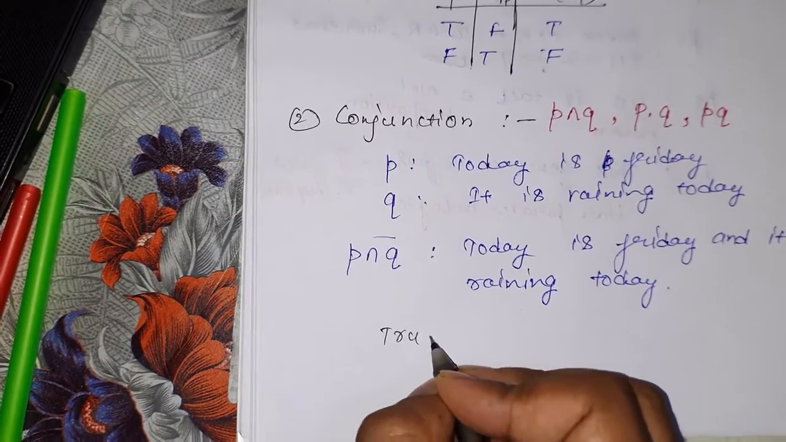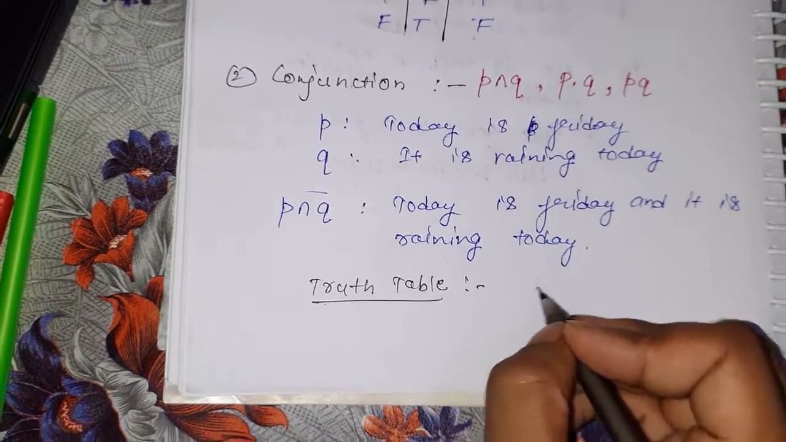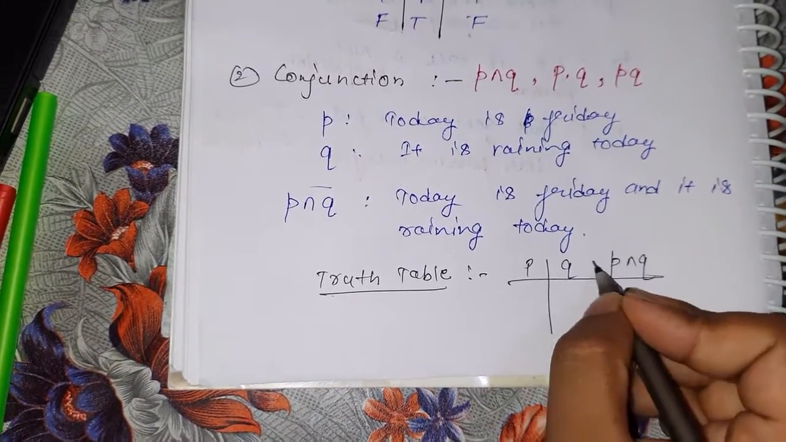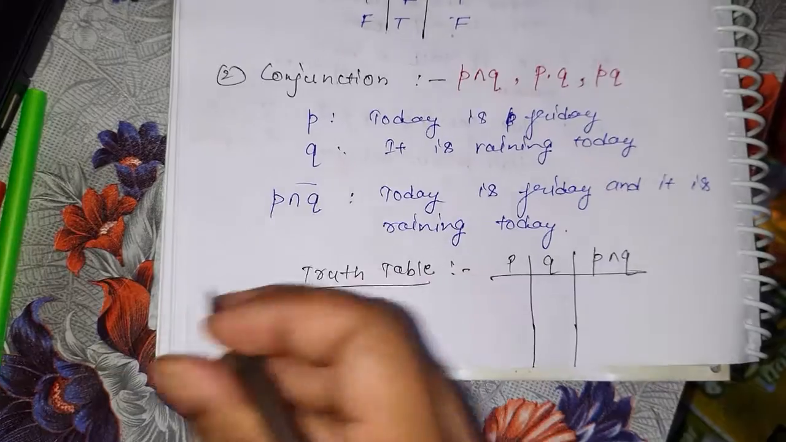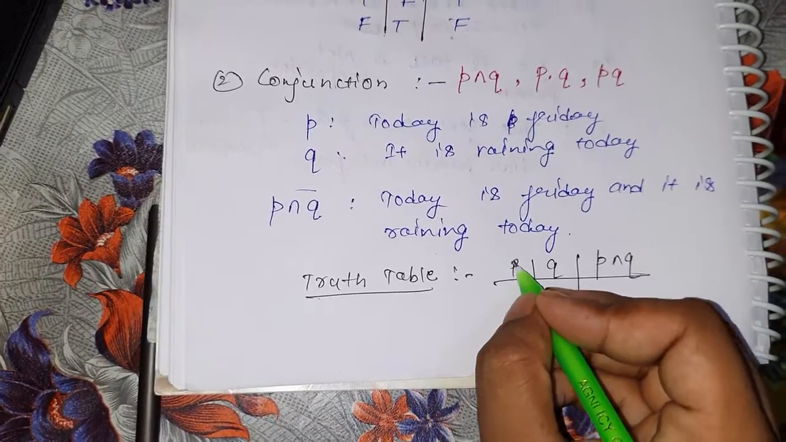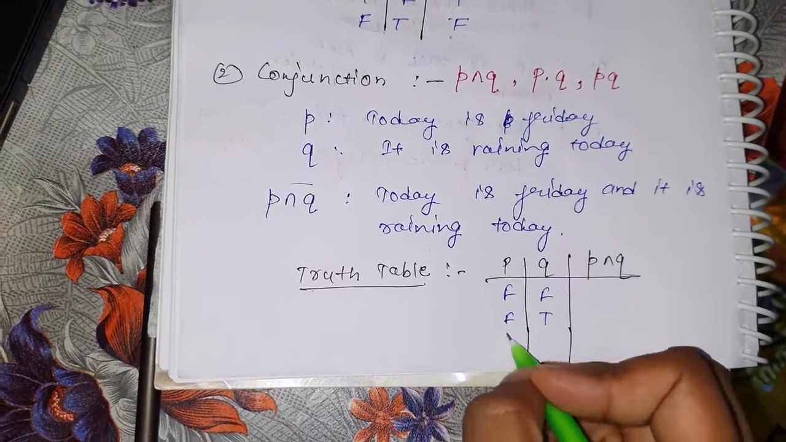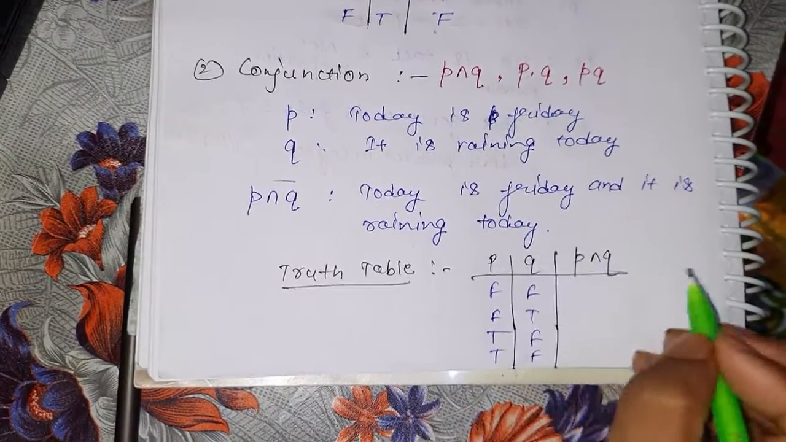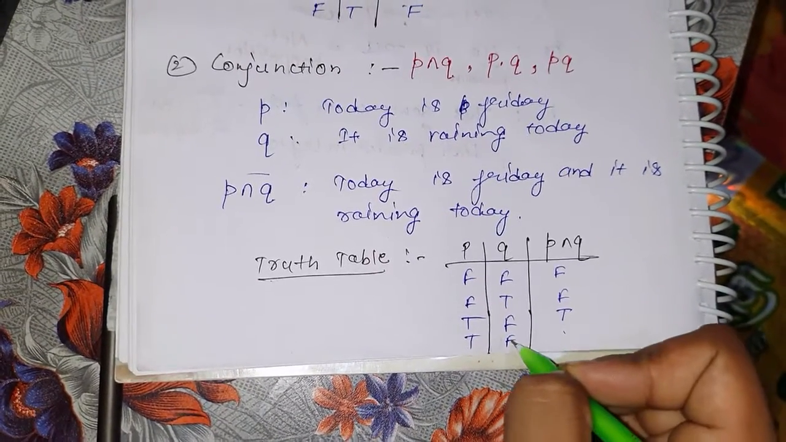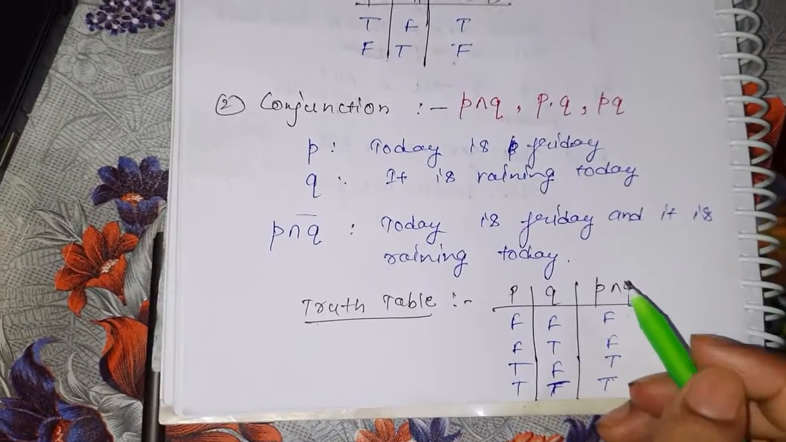The truth table for the conjunction operator is: P, Q, P conjunction Q. In this case we have four cases: FF, FT, TF and TT. It is the same as an AND gate.